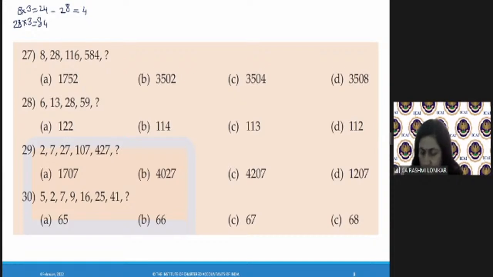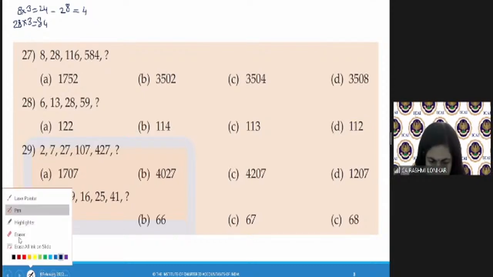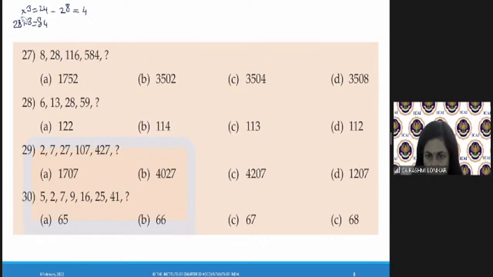Into 6. Let me see. So into 2 into 6. 4 into 6. Then 28 into 6. 168. Then 584. So what do I have here? This I'm not able to use into 3 also. So sometimes you will be able to do this type of sums like this. So I have to keep on trying.